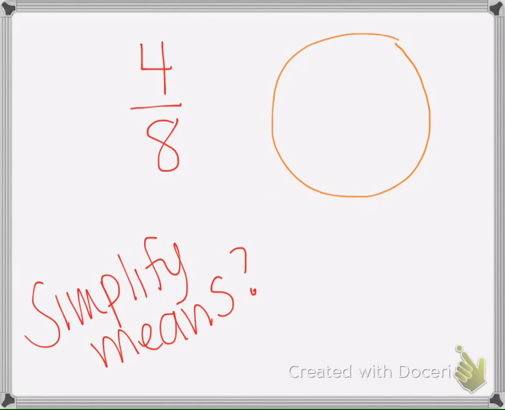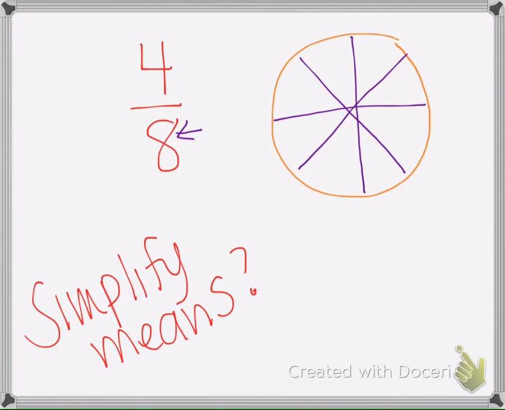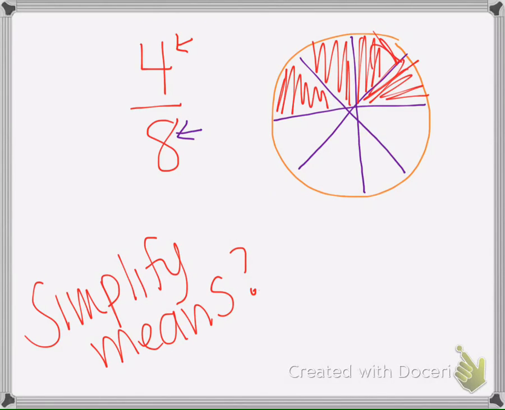fractions, rationals. So remember, this means that we have 8 pieces here. So pretend they're equal there. And here it says we're going to eat 4. So 1, 2, 3, 4. Well, that's the same thing as half. So that's what the word simplify means. It means we're going to rewrite it so it has the same value, it's just the numbers look simpler.